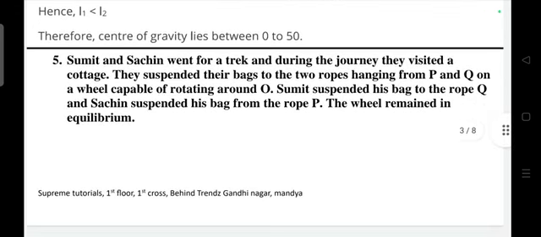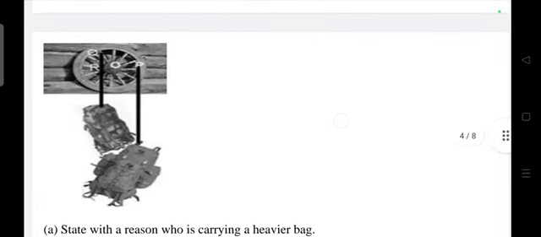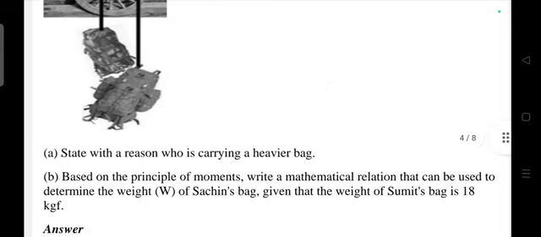Next, Sumit and Sachin went for a trek, and during the journey they visited a cottage. They suspended their bags on two ropes hanging from P and Q on a wheel capable of rotating around O. Sumit suspended his bag on the rope at Q and Sachin suspended his bag at P. The wheel remained in equilibrium. So this is the picture, two bags are hanging. Our question is: state with a reason who is carrying the heavier bag.